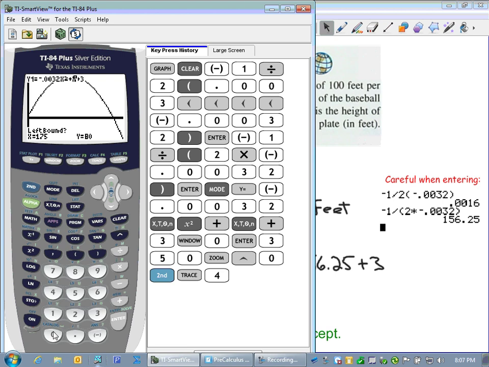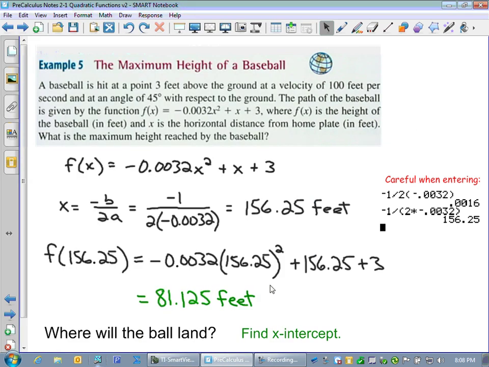So left bound, I'm going to choose 0. Enter. Right bound, I'm going to choose 350. Enter. And I know I can only capture one of them. Now the guess doesn't matter. Just hit enter. And there's your maximum value. Notice how we still get 81.125 feet, which is exactly what we got here.